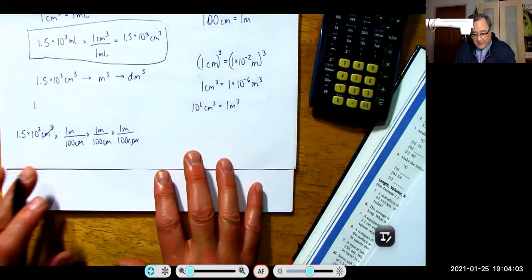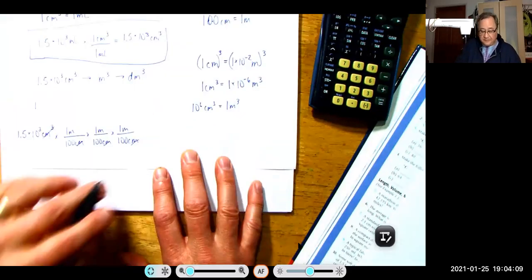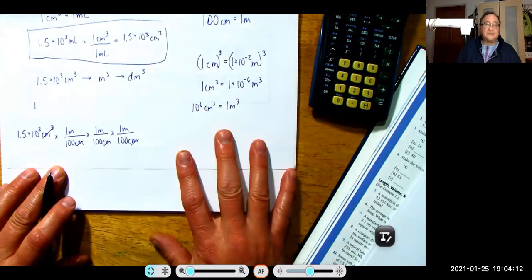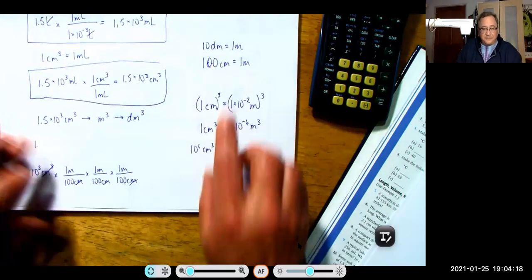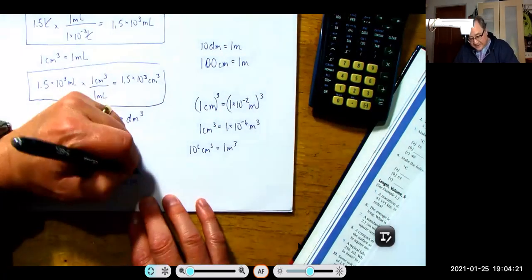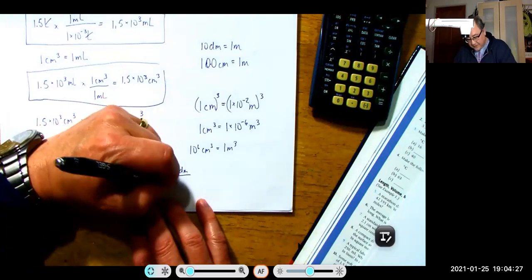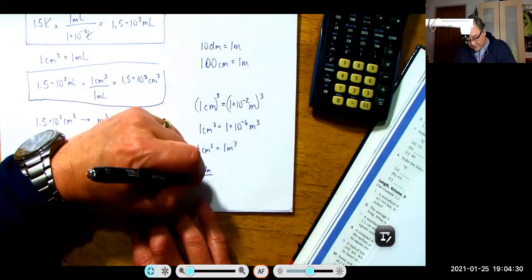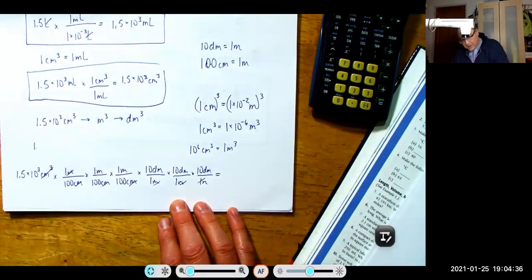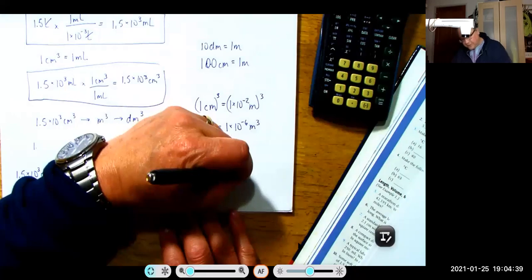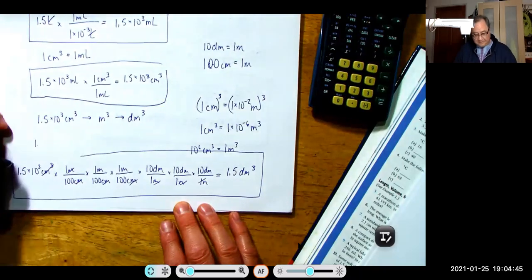Now, what about the decimeter in the meter? Well, 10 decimeters is 1 meter. So I can multiply by 10 decimeters over 1 meter times 10 decimeters over 1 meter times 10 decimeters over 1 meter. And we're going to get basically 1.5 decimeters cubed. So this is the way I would write something like this out.